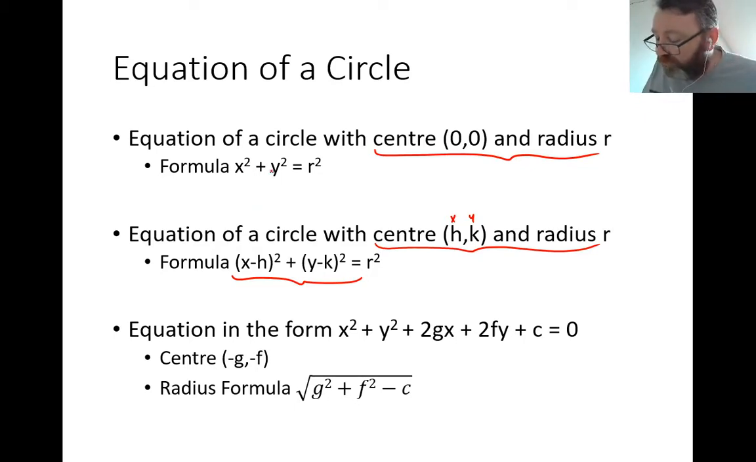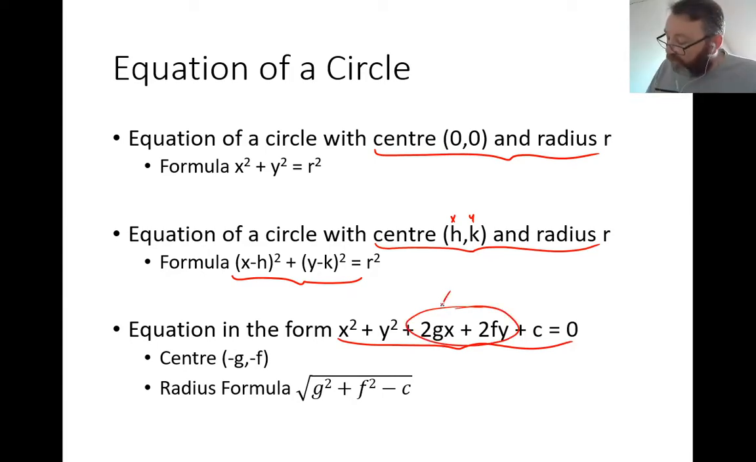If there is no change to x squared and y squared, then the center is 0, 0. If there is an adjustment to x and y, then the adjustment of minus h and minus k is the negative of the coordinates of the center. And lastly, if they give it to you in this form here, well then the center is hidden, okay? And the center is hidden in these two terms.